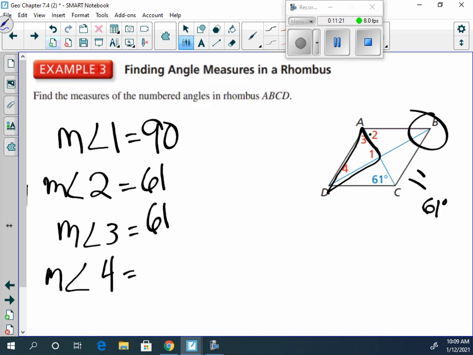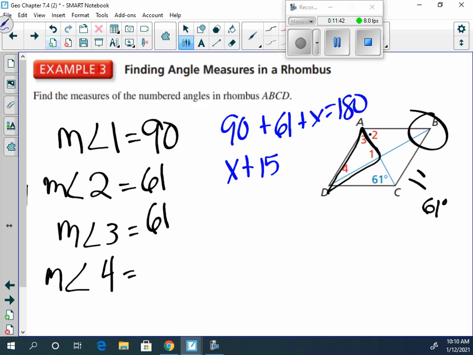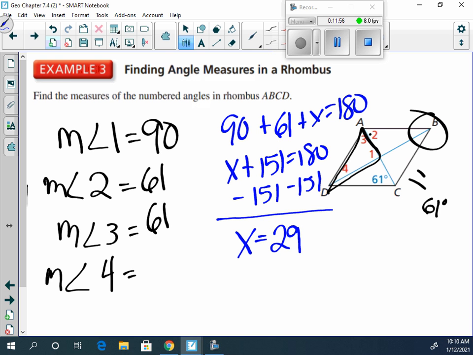So I can use the fact that angle 1, which is 90, plus angle 3, which is 61, plus x is equal to 180, because those three angles inside that triangle add together to be 180. Well, 61 plus 90 would be 151. And we could subtract it from both sides. And this here would give us 29 degrees.